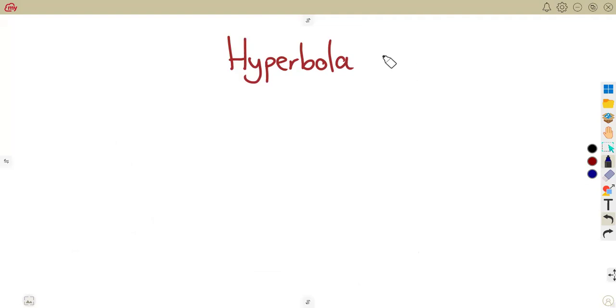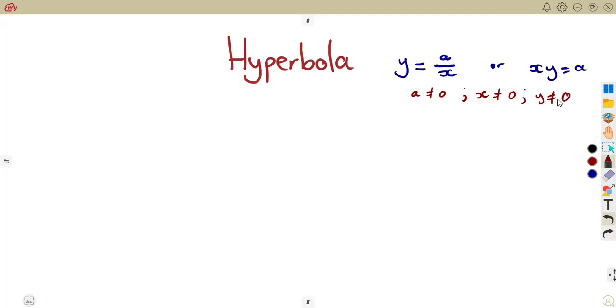In this function, we are going to notice that it was given in the form of y is equal to a over x, or it can be given as the product of these two, xy is equal to a, on a condition that a can never be equal to 0, x cannot be equal to 0, y also cannot be equal to 0.